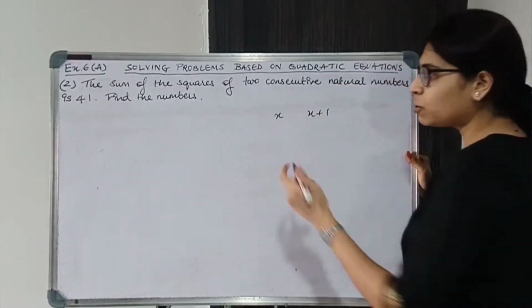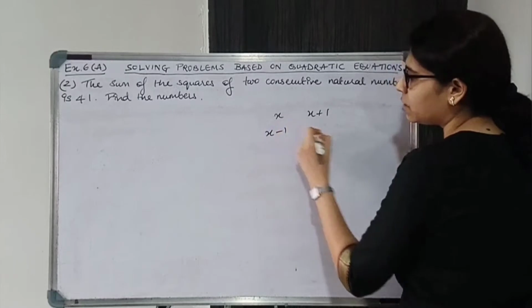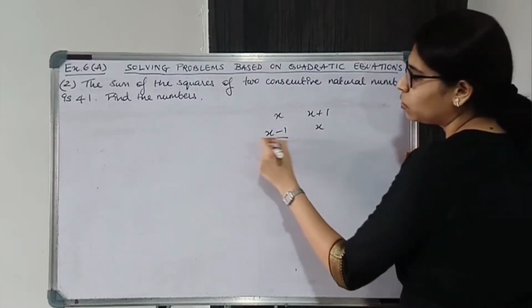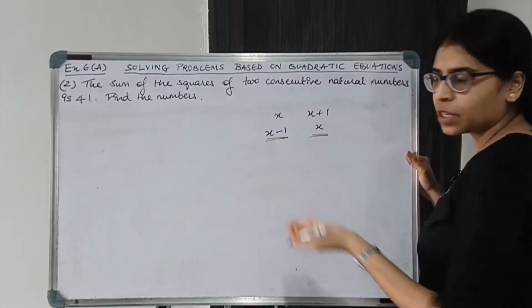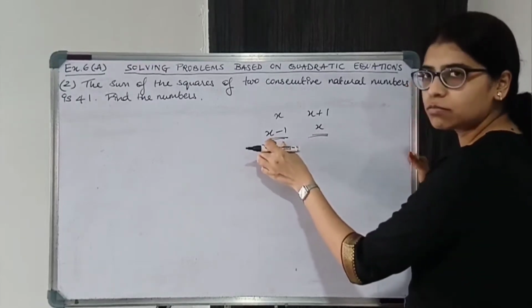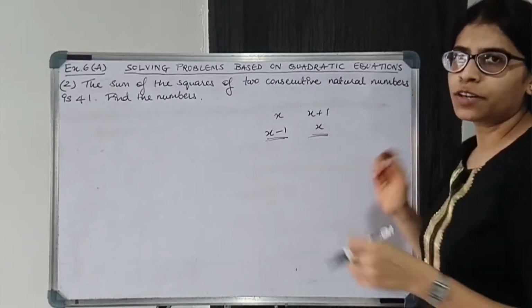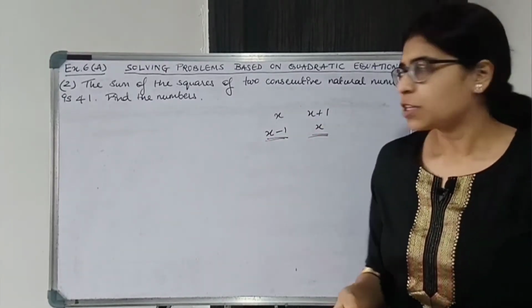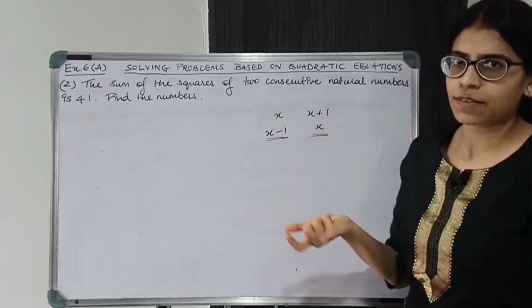Okay, you can also take x minus 1 and x to be the two consecutive natural numbers. You can take it that way also. ये smaller होगा, okay, and ये bigger होगा. All right, you will still get the correct answer. So it's not necessary that you have to take x and x plus 1 only.